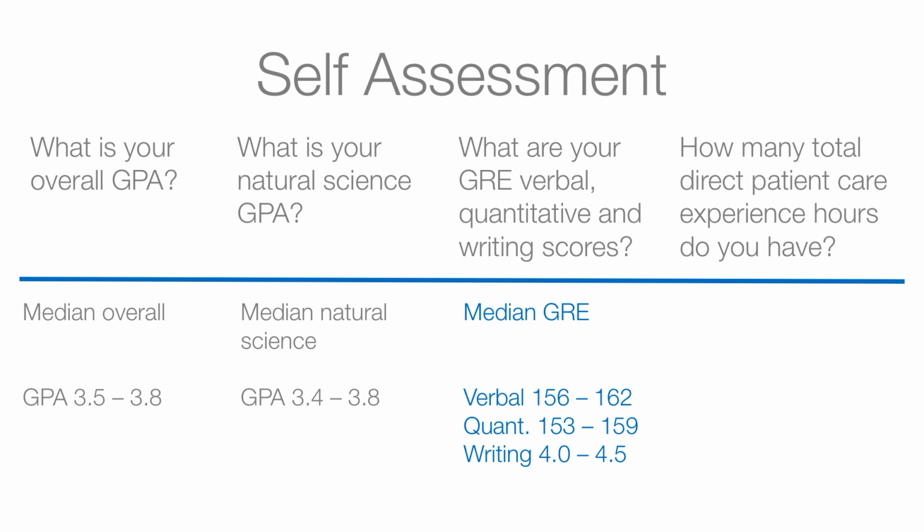The median GRE scores are verbal 156 to 162, quantitative 153 to 159, and writing 4.0 to 4.5. Again, scores within this range are marked in yellow, above this range marked in green, and below this range marked in red. If you haven't yet taken your GRE, also mark this in red.